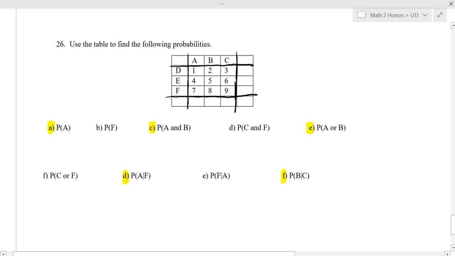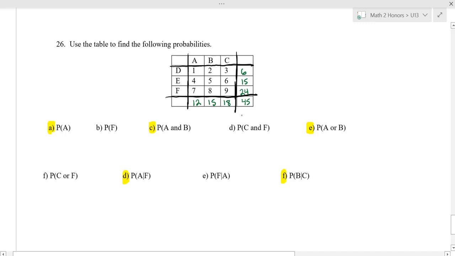And I'm going to go ahead and do that. So 1 plus 2 plus 3 is 6. 4 plus 5 plus 6 is 15. 9 plus 7 plus 8 is 24. 7 plus 1 plus 4 is going to be 12. And then we got 15. And then we got 18. And the grand total here is going to be 45.